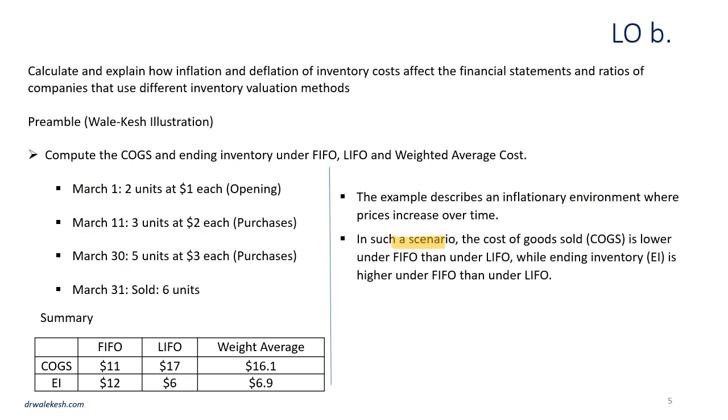In an inflationary environment, I expect, from what we can see here, that the cost of goods sold would be highest under LIFO, and the cost of goods sold will be lowest under FIFO. Weighted average is always in between FIFO and LIFO. Also, still under inflationary environment, the ending inventory would be highest under FIFO and it will be lowest under LIFO. As I said earlier, weighted average will be in between FIFO and LIFO.